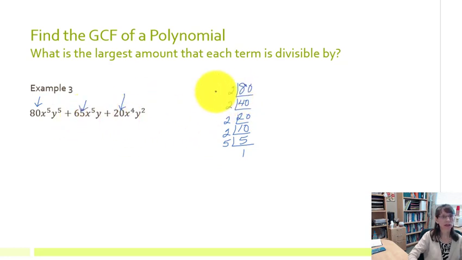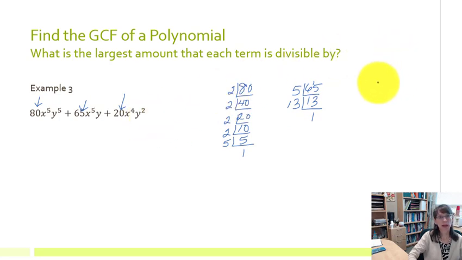Next, we're going to break down 65. So starting with 65, since that is not an even number, I know that I can't use 2. But since it ends with 5, I know that it is divisible by 5. 5 goes into 6 one time with 1 left. 5 goes into 15 3 times. Now 13 is not even. It doesn't end with 5. And 13 is actually going to be a prime number. So I can divide it by itself to leave 1. So the factors of 65 are 5 and 13.